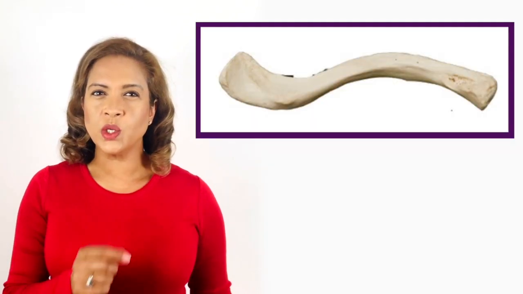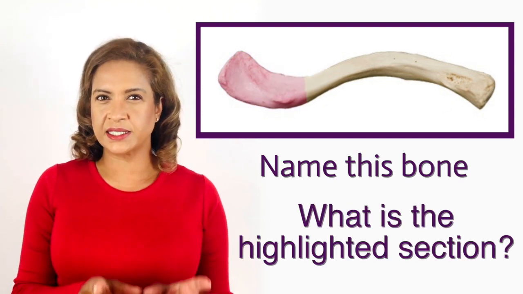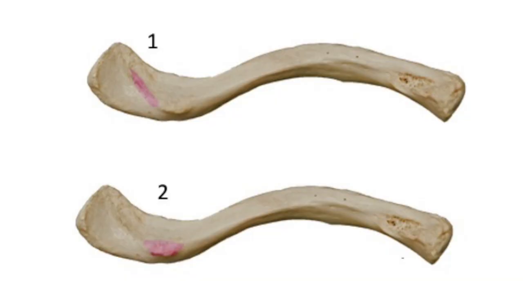Question 1. Can you name this bone? And what is the highlighted section of this bone called? Finally, if you look closely, you can see 2 areas highlighted in pink that provide attachment for 2 ligaments. Can you name the ligaments? And also, could you name the joint that it stabilizes?